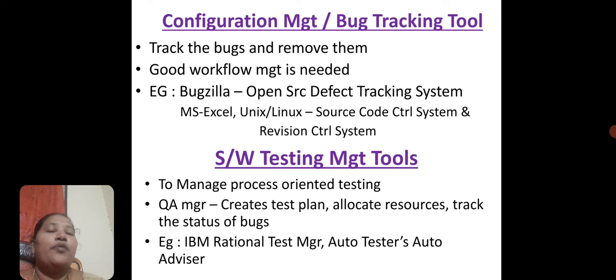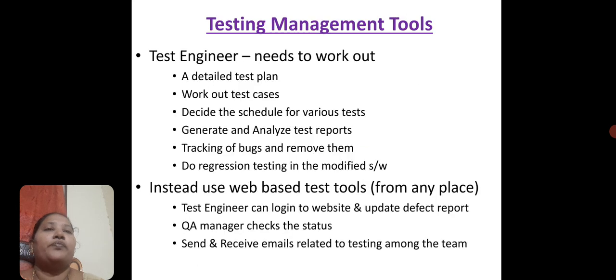So an example of an automated test tool is IBM Rational Test Manager and Auto Tester's Auto Advisor. These are some of the software testing management tools you have. Under the heading of testing management tools, you will find the following.